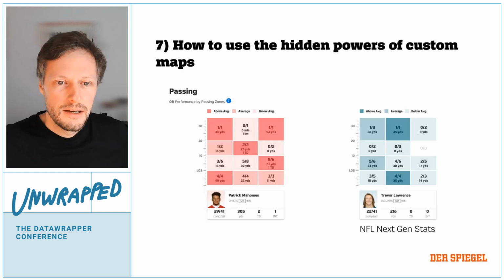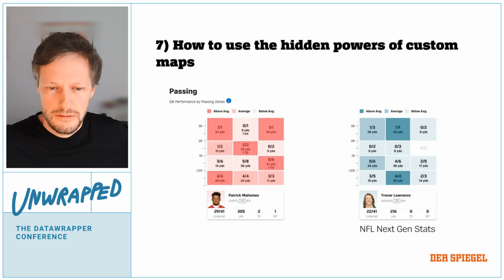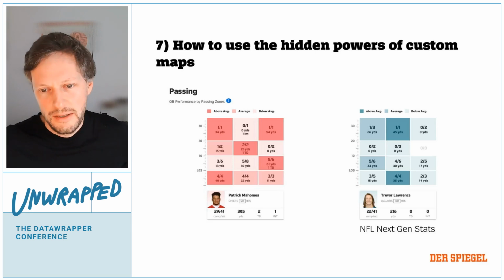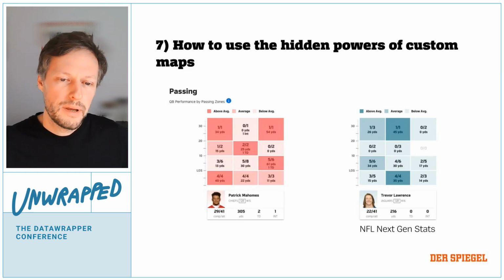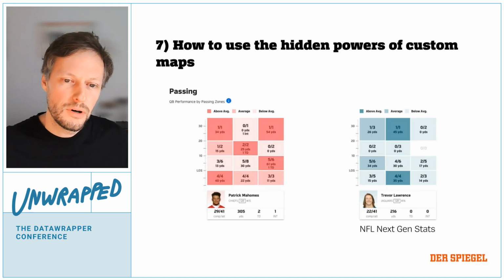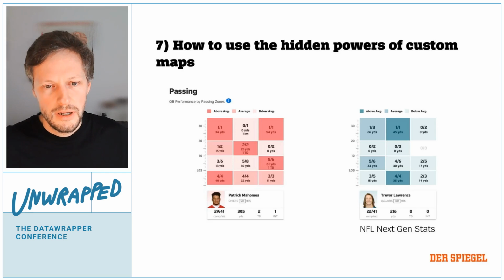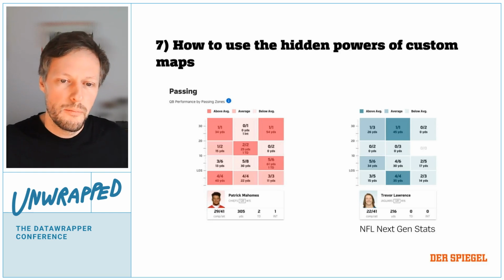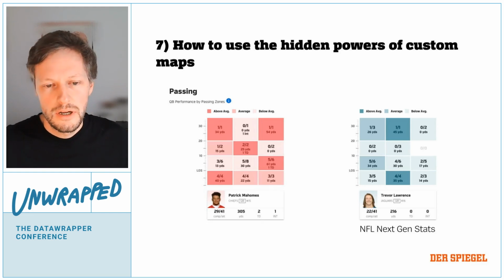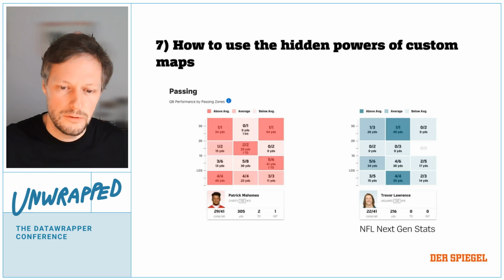Those are passing maps or passing charts. I don't know how they are called by their common name, with NFL data. And for different quarterbacks, they show from the quarterback position, if he's passing the ball, how high is his success rate throwing the ball to different sectors of the football field. The darker the color, the better, the higher the success rate. And you can also see how many attempts there are, how many were successful. And this is really insightful if you want to compare quarterbacks in football.